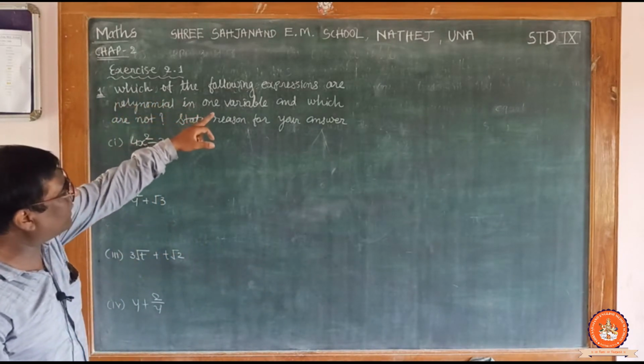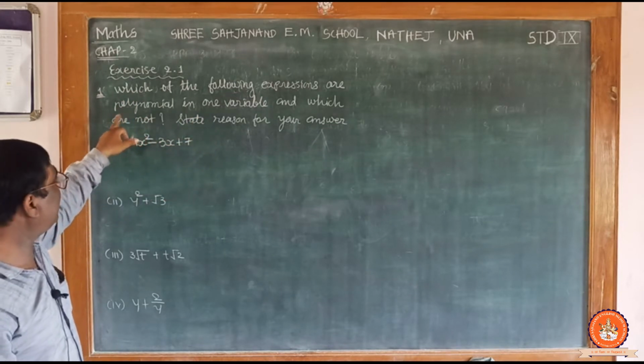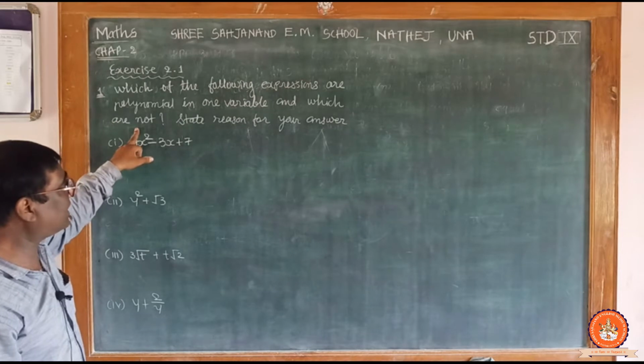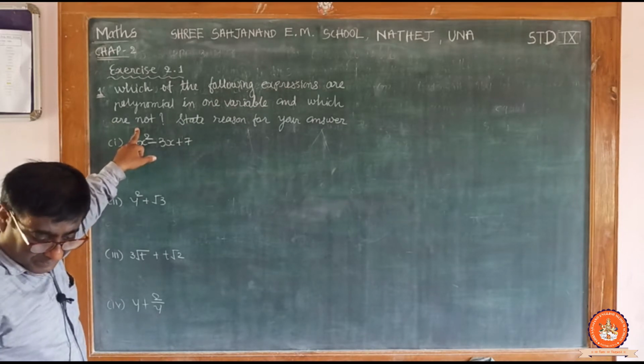Which of the following expressions are polynomials in one variable and which are not? State reason for your answer.